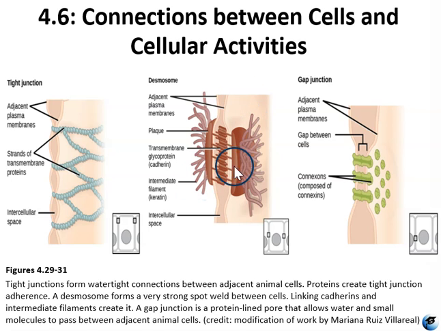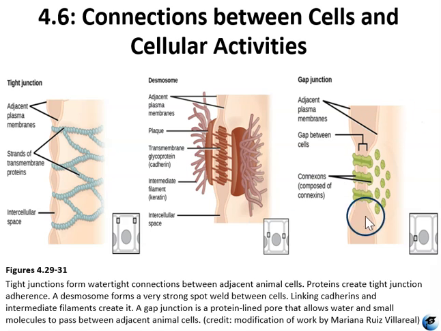A desmosome, like this one here, is also called a macula adherens, which is Latin for adhering spot. It's a cell structure specialized for cell-to-cell adhesion, a type of junctional complex. They're localized spot-like adhesions randomly arranged on the lateral sides of plasma membranes. A desmosome forms a very strong spot weld between the cells, linking cadherins and intermediate filaments.